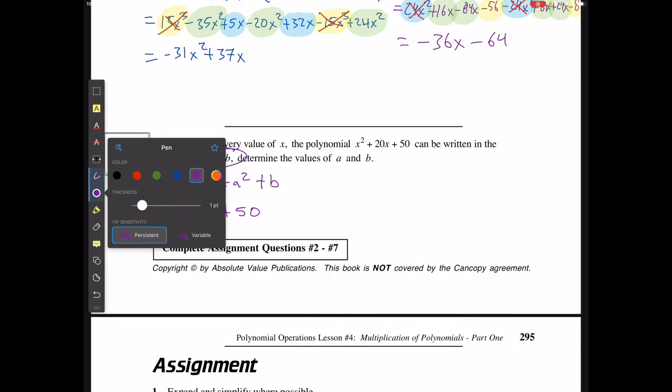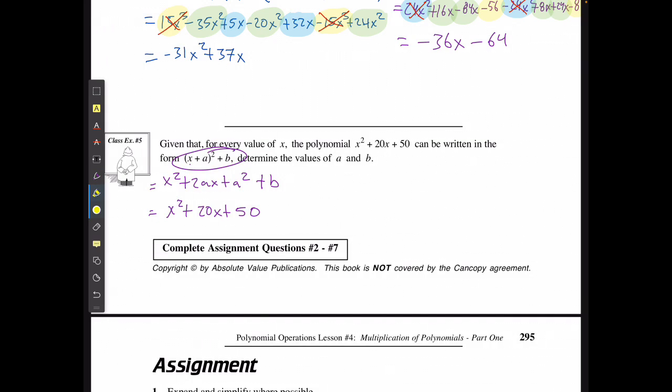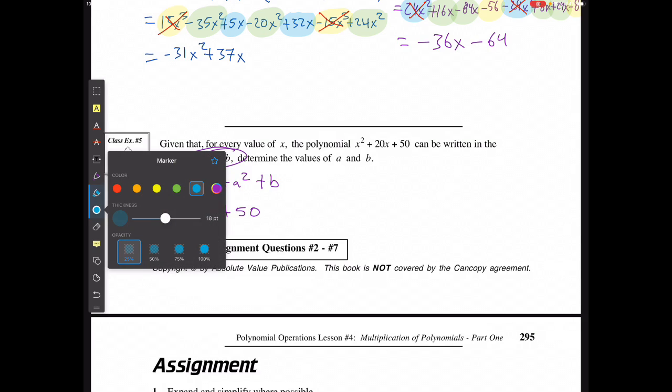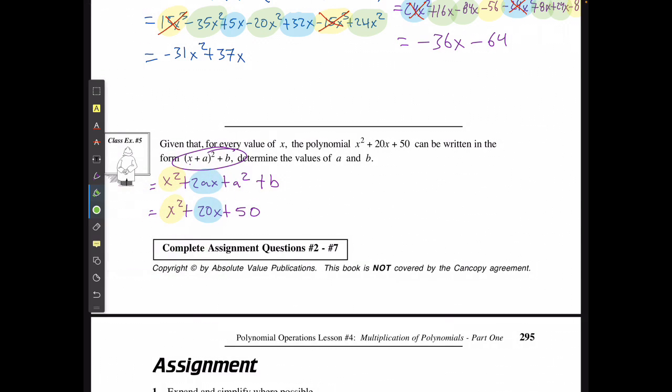And I can see here that my x squared here is still my x squared. I can see that the term with the x is right here. And the trickier one to understand is that the a squared plus b will combine together to make whatever that 50 is.